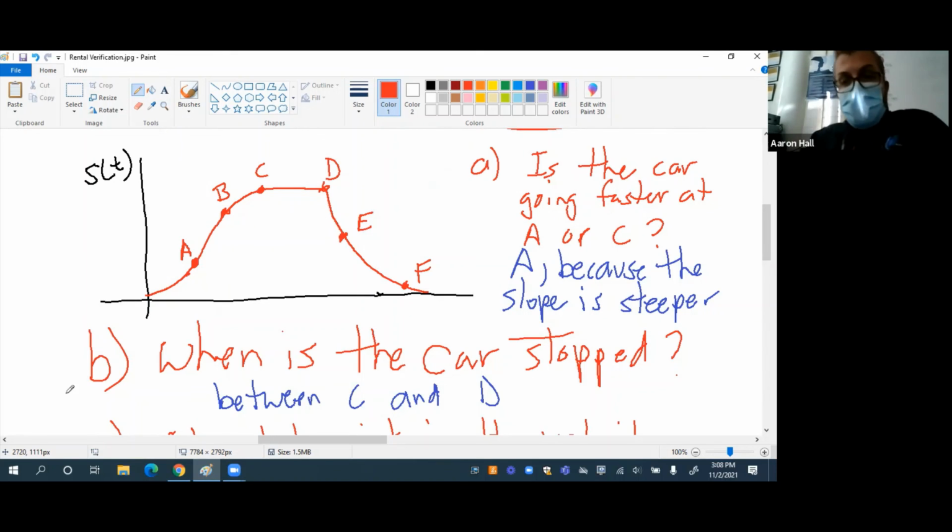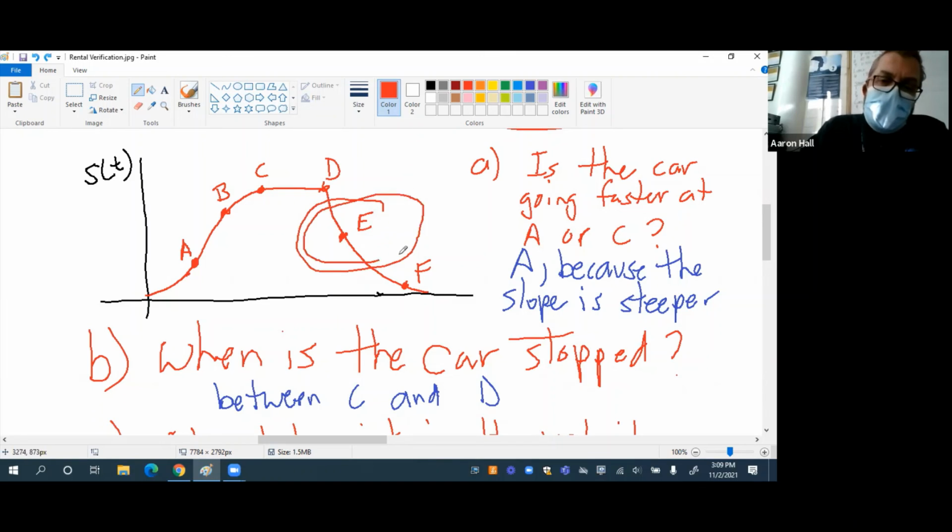That is E, because speed is always positive. So it doesn't matter that my slope is negative here. We still just calculate the number that represents that slope. What's my rise over run, ignoring the negative? So E is the answer if we're talking about speed. If we're talking about velocity, one more time, why is E not the greatest velocity? Because it's negative.